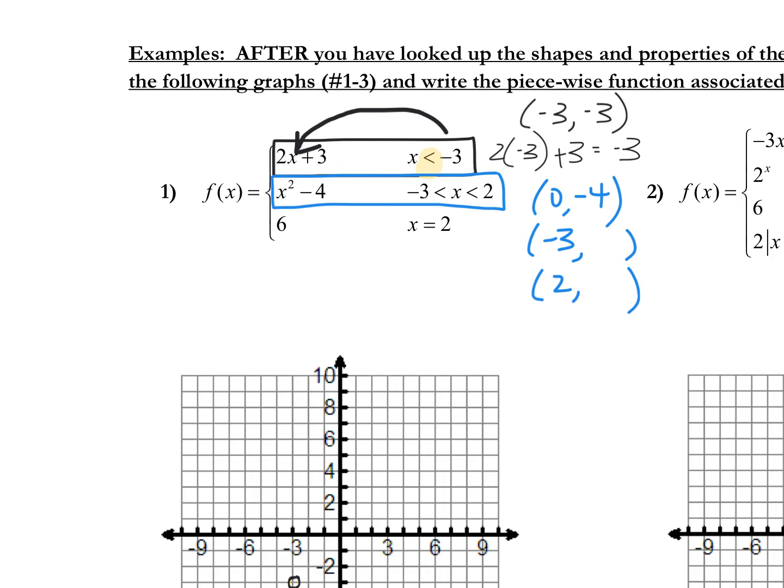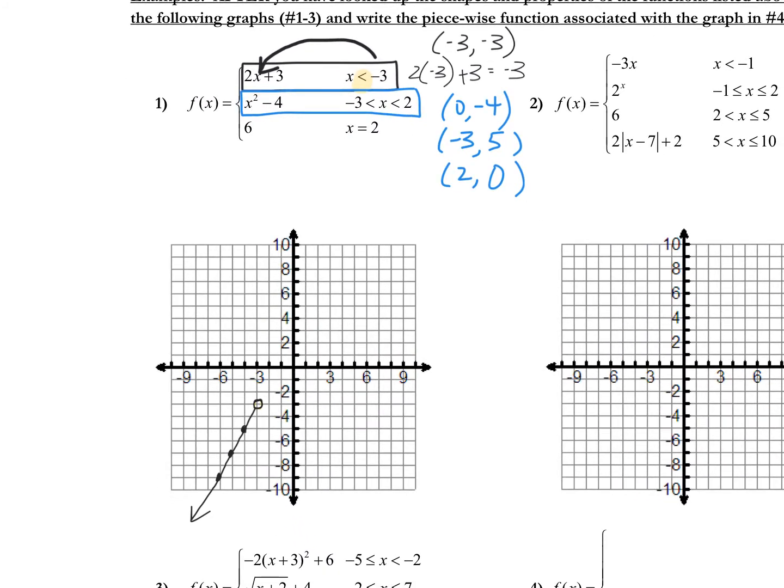So I think the fastest way to do this is to plug in -3 to the equation here. When you square a negative number, remember it turns positive, so it becomes 9 minus 4, which is 5. And when I plug in 2 here, I get 4 minus 4, which is 0. I'm going to graph those 3 points really quick, and those also both have open circles on them, so just keep that in mind. They're not closed circles, they're open circles.